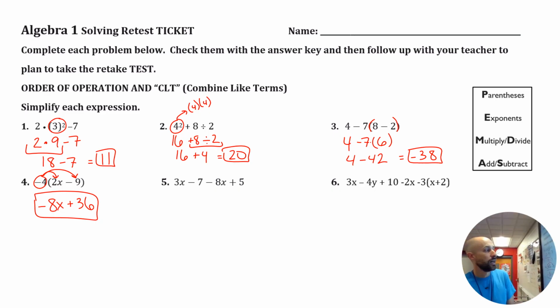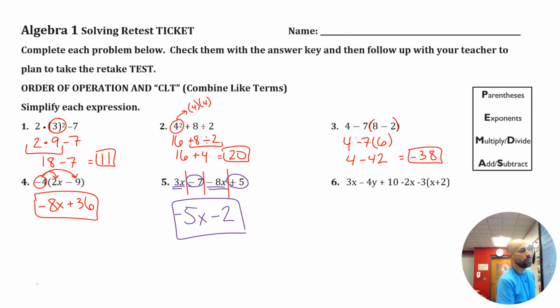Number 5, again at this point I don't see any parentheses, I don't see any exponents, I don't see any multiplication that I can multiply out or division, so adding and subtracting, we're just doing like terms here. Some of you might like to separate those like terms, right? So I see some of you do this, where you're splitting those terms up, makes it a little bit easier to see which terms might be alike. So in this case we've got x's. So 3x minus 8x is negative 5x, and then we also have negative 7 and a positive 5. So combine those together, and we end up with negative 2. That's all I can do there.